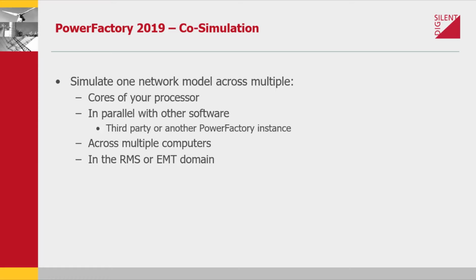Today I would like to talk to you about a new function of PowerFactory 2019, the Co-Simulation tool. With this Co-Simulation tool, you can time simulate one network model in either the RMS or EMT domain or with a combination of the two. This network model can be split such that processing is done across multiple cores, in parallel with other software, or in parallel with another instance of PowerFactory on another computer.